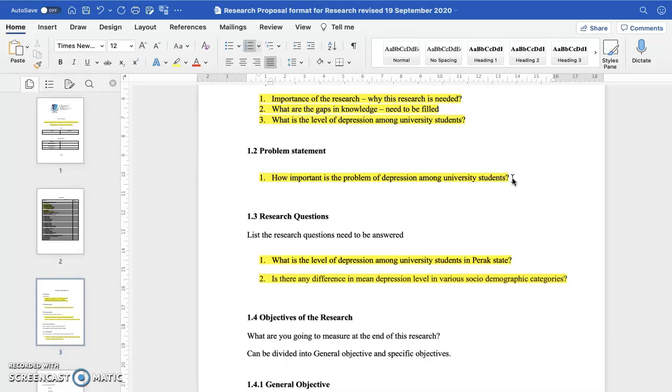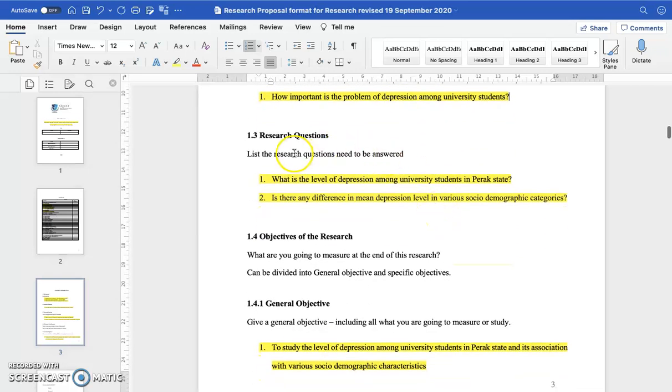That one you have to quote in the problem statement. Why is it a problem? A reader should know that it is a major problem. It's a public health issue. Okay. Then comes the research question.